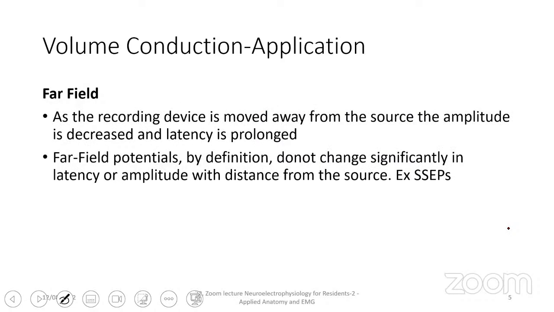In the far field, as the recording device is moved away from the source, the amplitude is decreased and the latency is prolonged. Examples are somatosensory evoked responses. Far field potentials by definition do not change significantly in latency or amplitude with distance from the source. So these are constant phenomena. An example is somatosensory evoked responses.